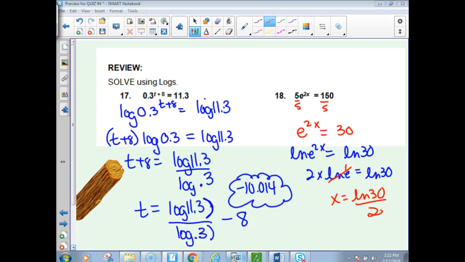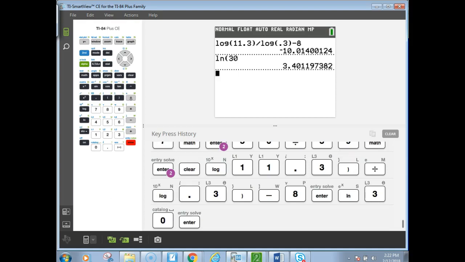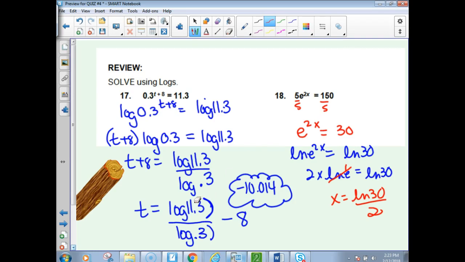And that would be a calculator button pushing. Natural log of 30. Enter, then I always hit enter, then divided by 2. All right, 1.7006. Why don't I remember that answer? Yes, that's right. 1.7006.